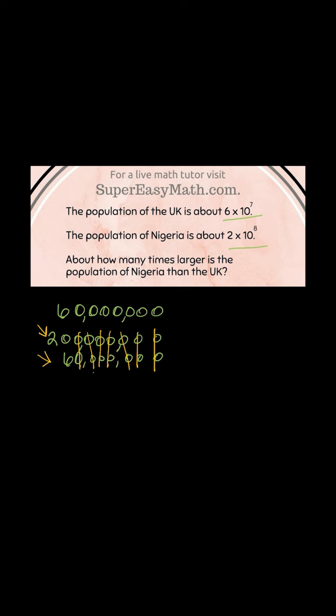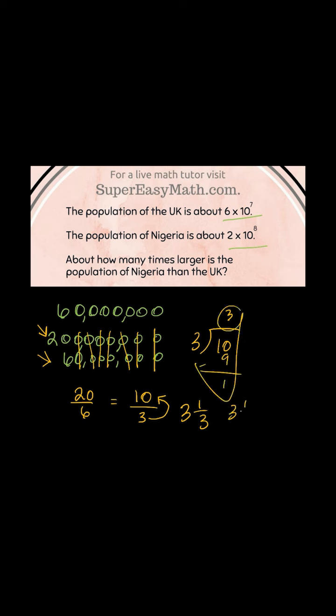So now I'm going to write the 20 over the 6, and I can actually simplify that by dividing by 2. And I end up with 10 over 3. So I know that 200 million in relationship to that 60 million is 3 1/3 times bigger, because 3 goes into 10 3 1/3 times. If you don't know how to do that, you could divide it, and that would be 9. You get 1, and you have 3 1/3.